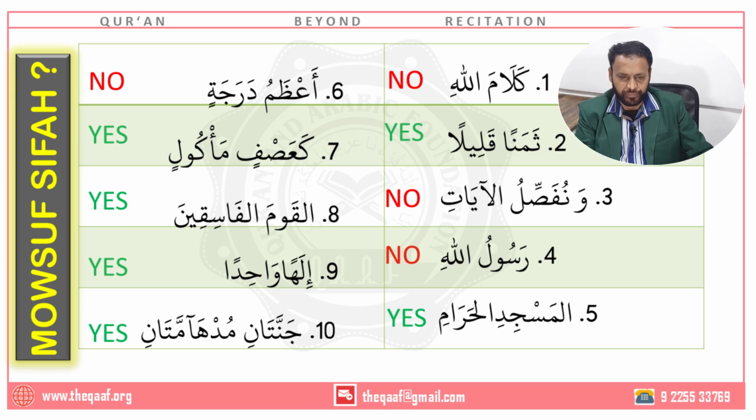It is mawsuf sifa. Number: one and one is singular. Ilah means God, Wahid means one. One God, single God. That's it. Mawsuf sifa. Single God.